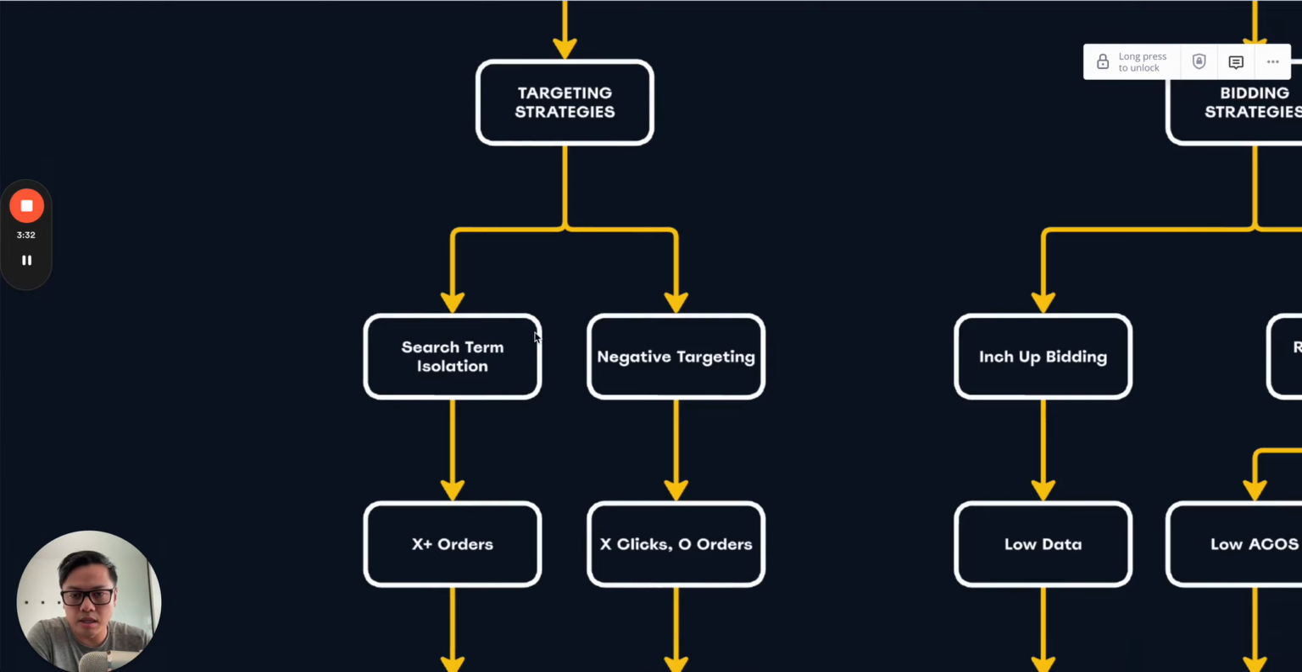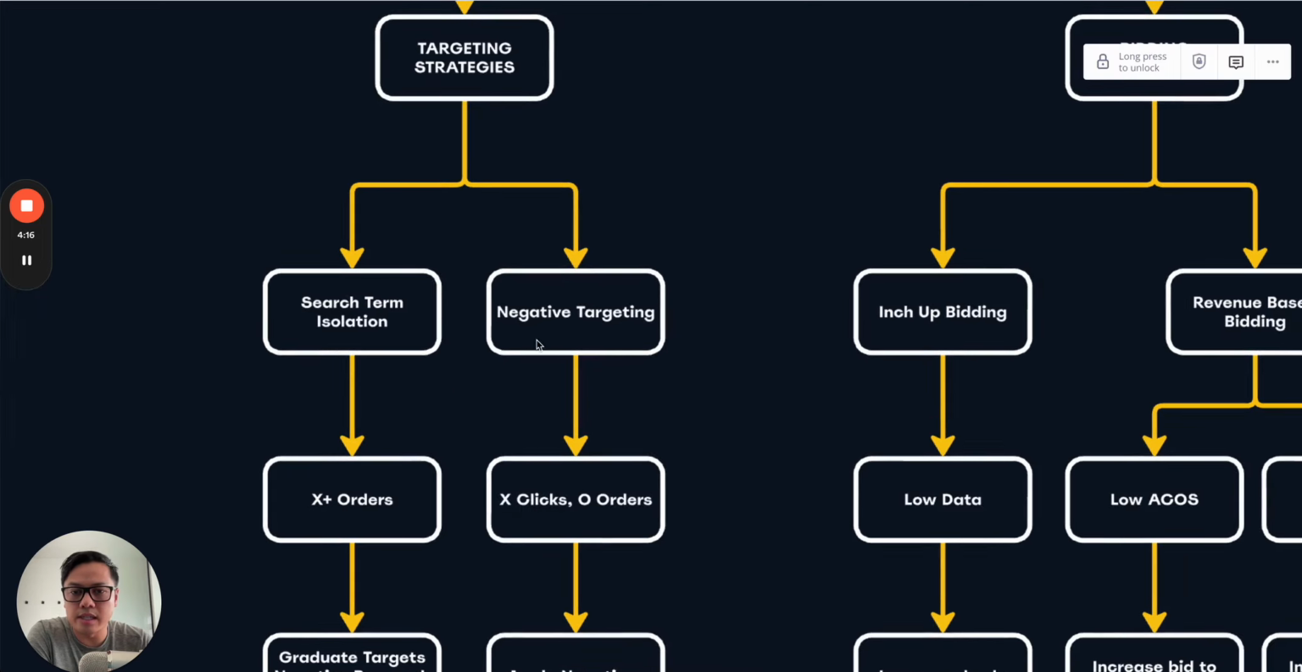I run search term isolation. That's the concept of graduating targets that have performed well in the past, and you're trying to find and farm more long tail targets that are similar to the originating target. That involves applying negatives on your auto, your broad, and your phrase, and then graduating that exact target into your broad, your phrase, and your exact. What you effectively do is isolate that search term, and all the data then sits at that one search term. The other targeting strategy is negative targeting.